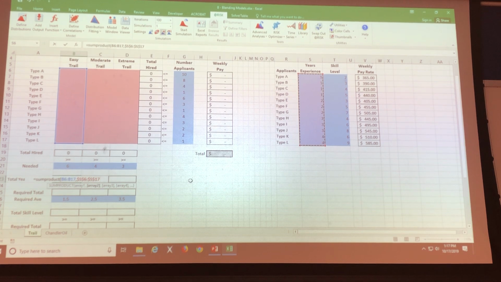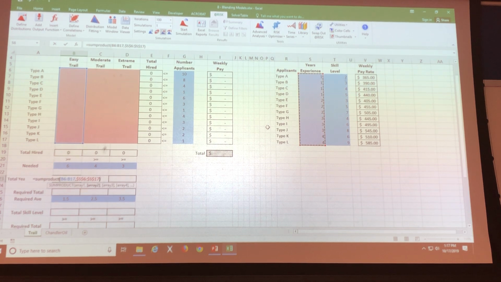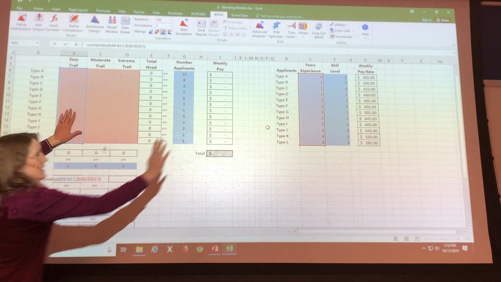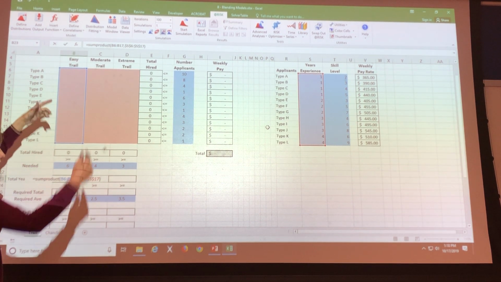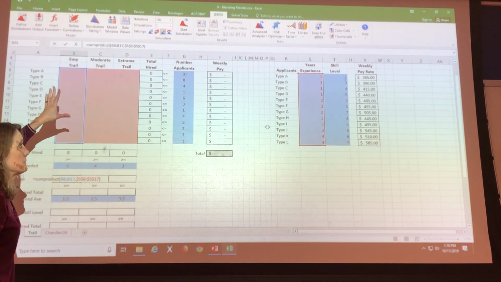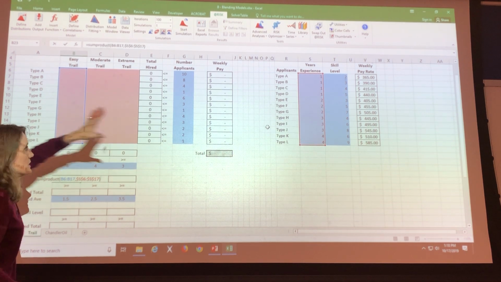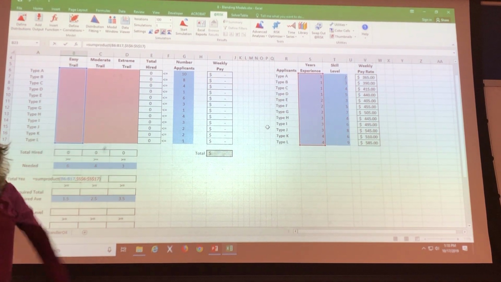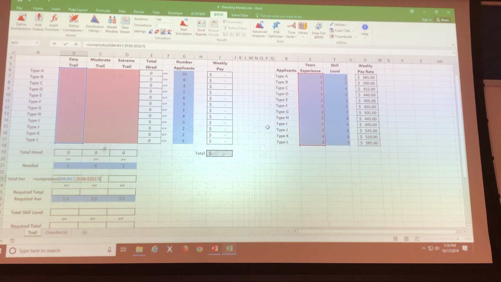Okay, I got a lot of things in here I didn't mean to get. Let me try that again. There. Oh, I see what it is. I just can't read. All right, that and that. Again, for every 1, 2, 3 of these, you get that many years of experience. I want this one to be relative, I want that one to be absolute because I'm about to copy it across, okay? Because I want to do the same thing for the moderate and the extreme trail.